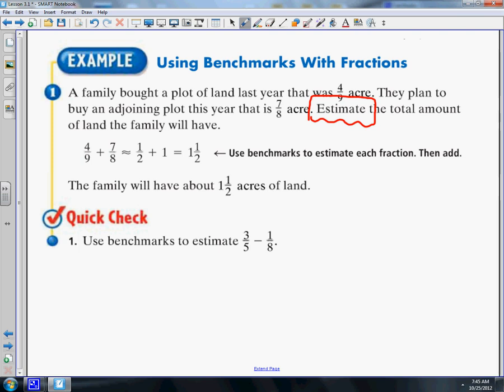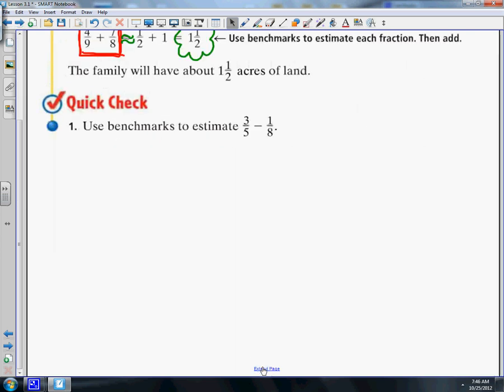So what they did is they said, okay, 4/9 plus 7/8. So write that down in your book or in your notes. And then they put these little squiggly equal signs because those mean approximately equal to. And then they said 4/9 is about 1/2 and 7/8 is about a 1. So it would be 1/2 plus 1. So the total acreage would be 1.5 acres of land. So try this one. Use benchmarks to estimate 3/5 minus 1/8. Push pause, try this problem, and then we'll come back.